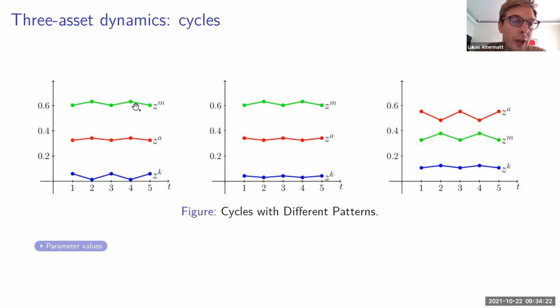In the left one, money and assets are positively correlated, whereas capital is negatively correlated with both of them. In the middle one, money and assets are negatively correlated, whereas assets are positively correlated with capital. And then the third one has capital and money positively correlated and negatively correlated with assets.